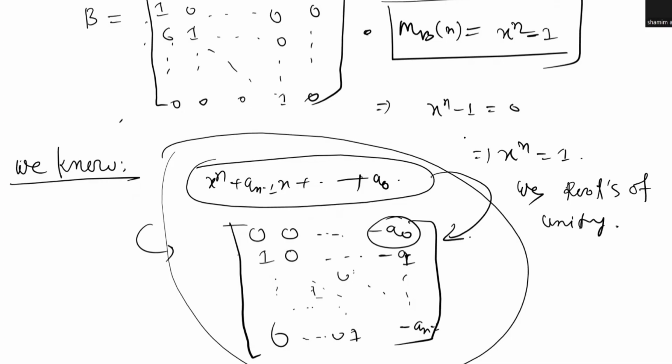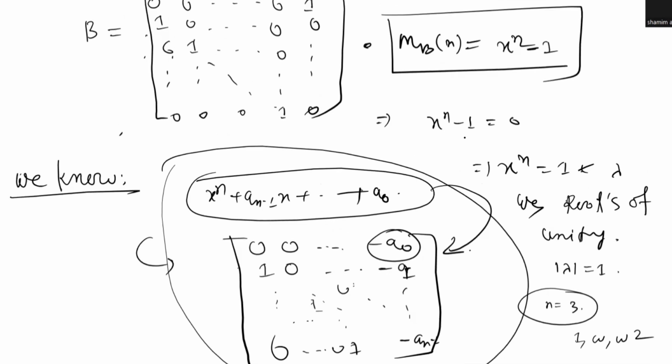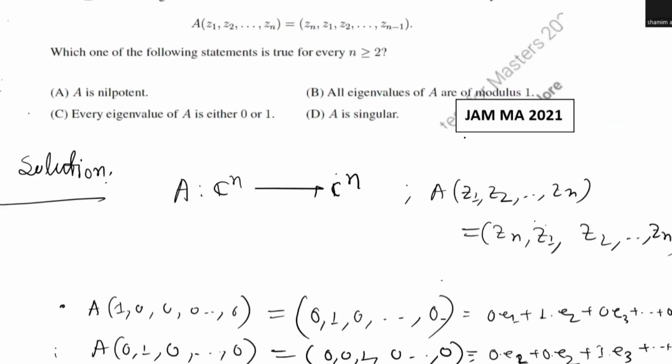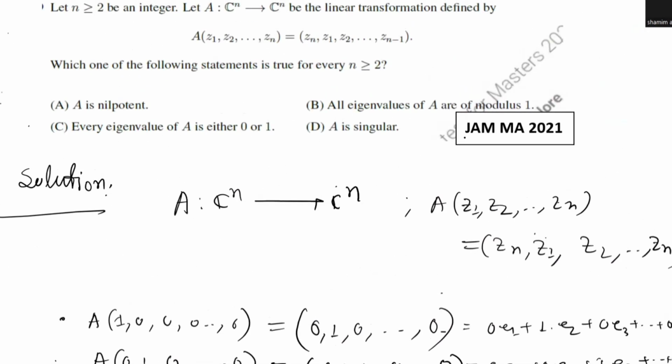And you already know that if alpha is a root of this equation, then the modulus of alpha equals 1. If we choose n equal to 3, the roots of the equation are 1, omega, omega square. So for the options of the question, the first option is false.